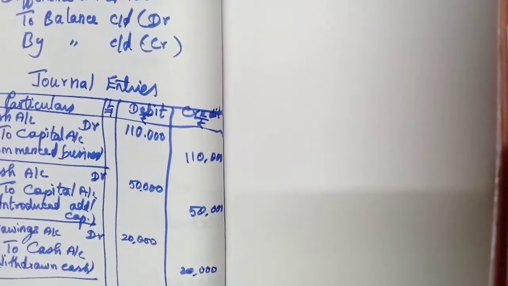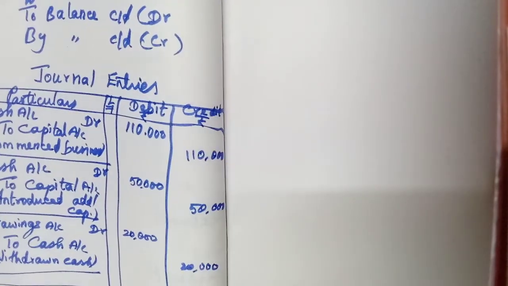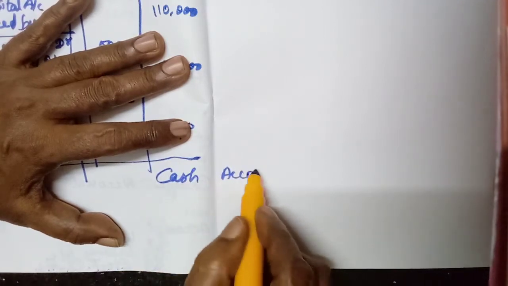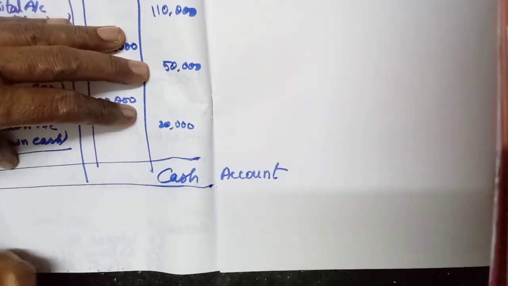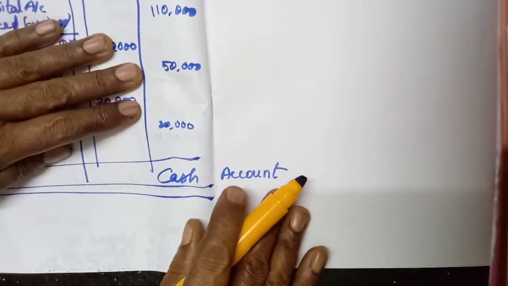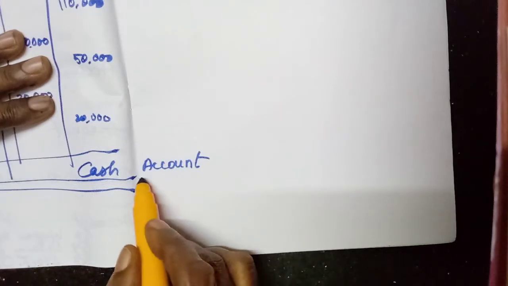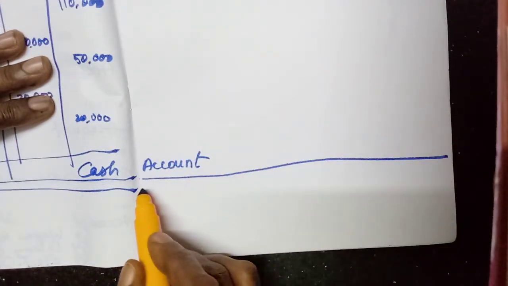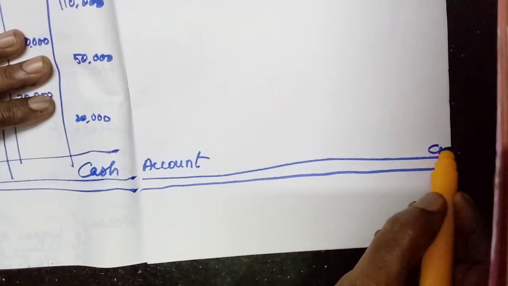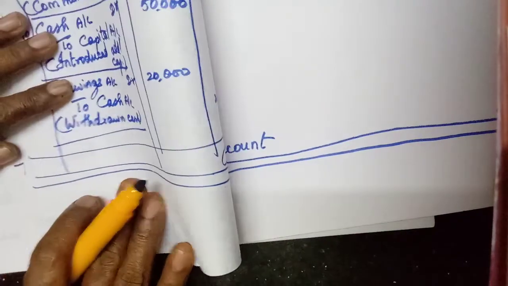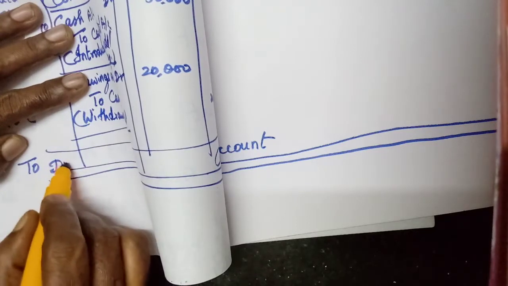Okay, now we have prepared the journal entry. Now we have to post them to cash account. They have asked clearly, post them to cash account. So only one account we have to prepare, cash account. Okay, draw line. Okay, both the side. This is the procedure to draw. Here creditor last. Here debtor, this end. Okay, debtor.